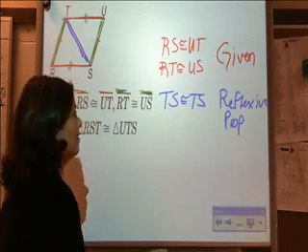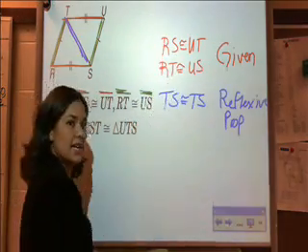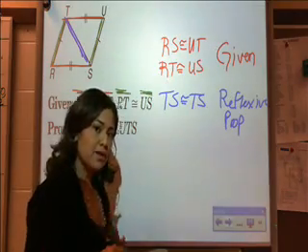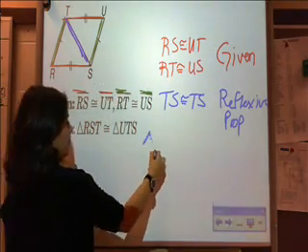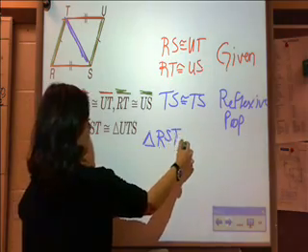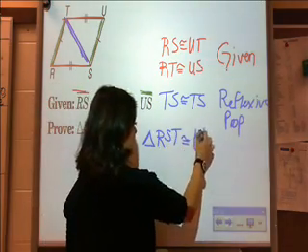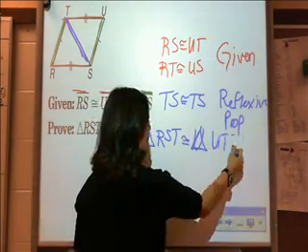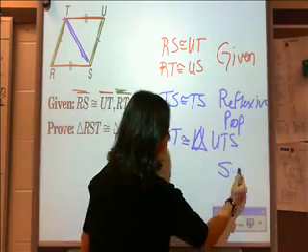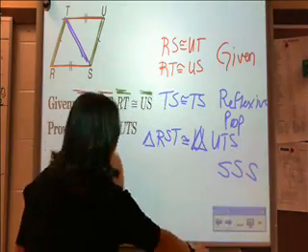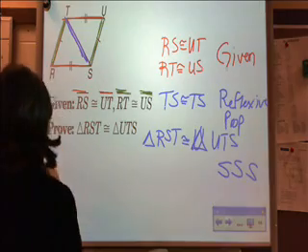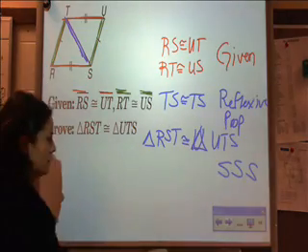And now I have a side, and a side, and a side all being congruent on both triangles. So RST is congruent to triangle UTS, and my reason, side, side, side. Done. Okay.